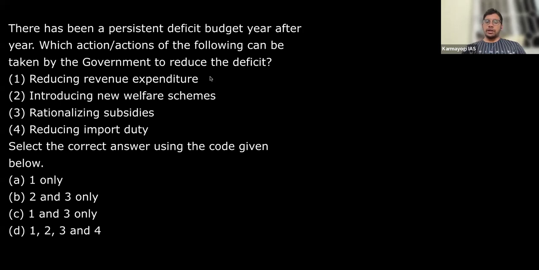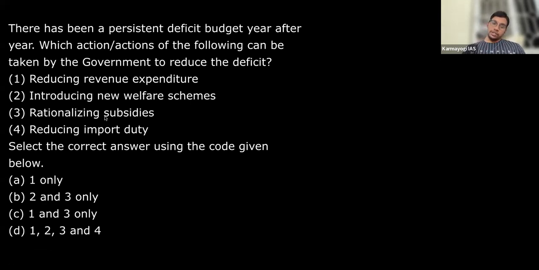So revenue expenditure is the one which does not create any assets, and in future also we are not going to get anything. It is just a one-way payment to others. So they have to reduce it. So the first one is correct. Then introducing new welfare schemes. No, we cannot. If you are introducing new welfare schemes, we need to do a lot of expenditure. So this will again create a deficit. So 2 is not possible and you can eliminate it.